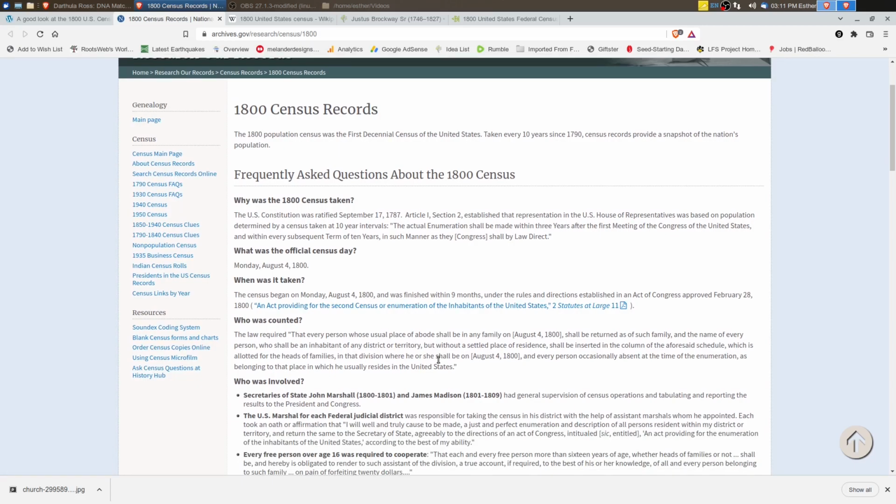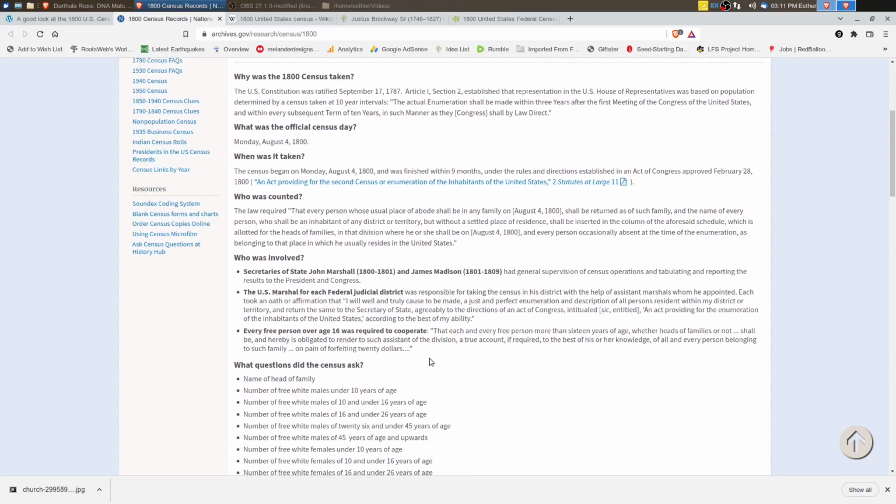The census day was August 4th, 1800, and supposedly it took about 9 months to complete the census count. And the rules were very similar to the 1790 census in that they named the head of household and then included a count of the household members. It was performed by the U.S. Marshals in each federal district, and they had some appointed assistant marshals. And U.S. citizens were legally required to participate. Any person over the age of 16 years old was required to participate.